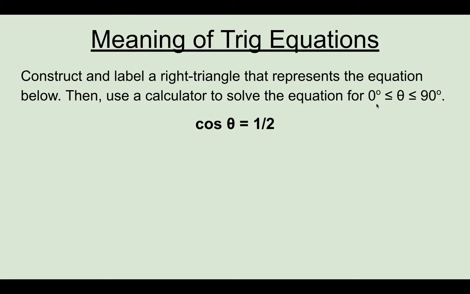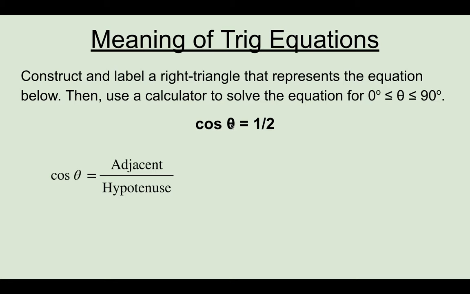Okay, so let's use that. I want to do two things. First, I want to deconstruct the meaning of this, and then solve it. So the first is to draw a right triangle and really understand what this means. I have cosine theta equals a number. Cosine means trig ratio, and the trig ratio for cosine is adjacent over hypotenuse. So just looking at this, we can say the adjacent side is 1 and the hypotenuse is 2.